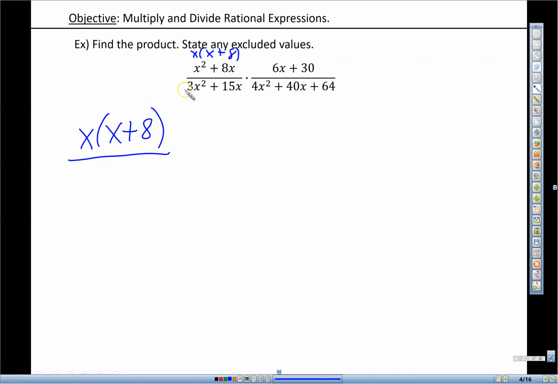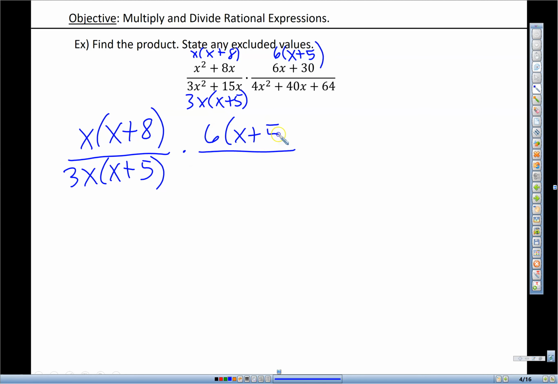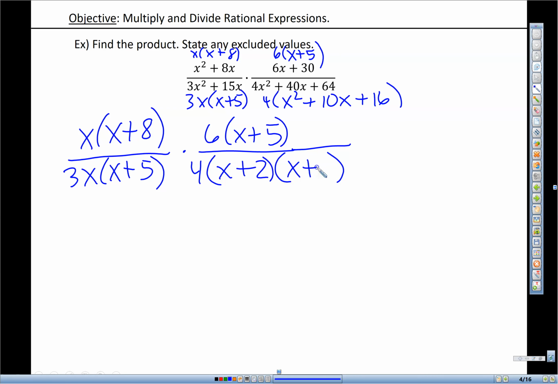My first denominator, I notice that I have a GCF of 3x. And if I factor that out, I get x plus 5. And x plus 5 is a prime binomial, so that one is done. Then I have my 6x plus 30, which has a GCF of 6. And I get another x plus 5, so that one's done. This trinomial, I have a GCF of 4, which gives me x squared plus 10x plus 16. And then, so I have the 4, and then I can factor that trinomial into 2 binomials of x plus 2 and x plus 8.